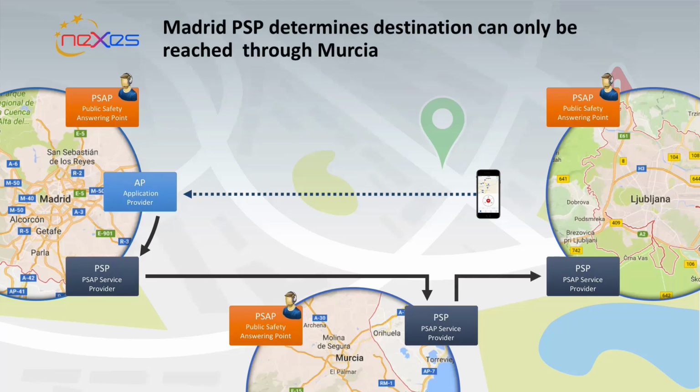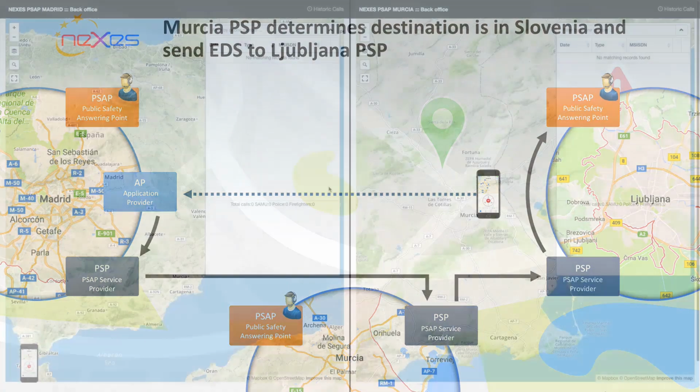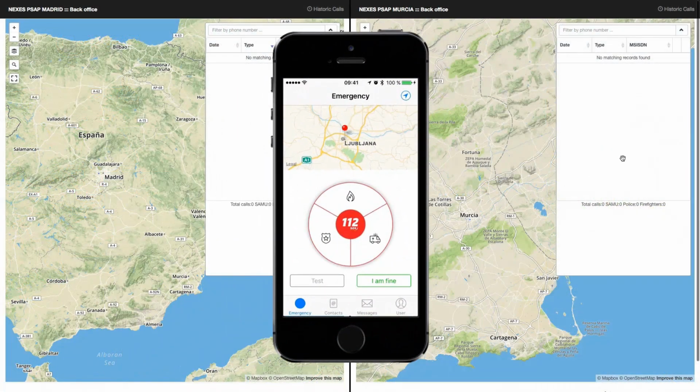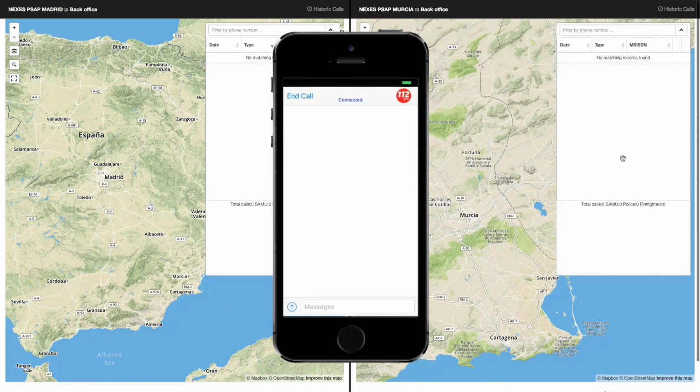The Murcia PSP receives the EDS from the Madrid PSP and uses the location to determine that the user is in Ljubljana and forwards the EDS to the Ljubljana PSP. The Slovenian PSP determines that the data is for the Ljubljana PSAP and sends the EDS there. The call is answered by the PSAP in Ljubljana, where the caller location and information is provided thanks to the Pemea network. The caller is provided help and is able to end the call.